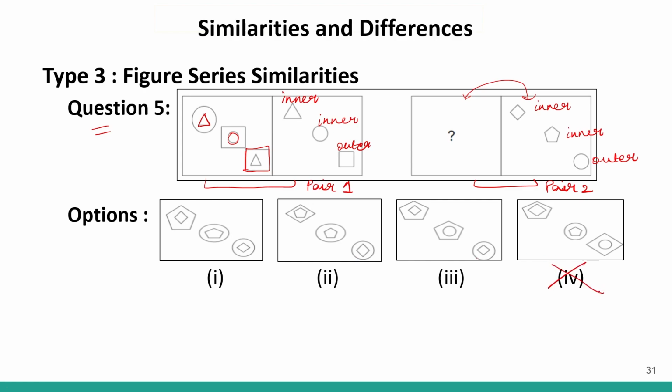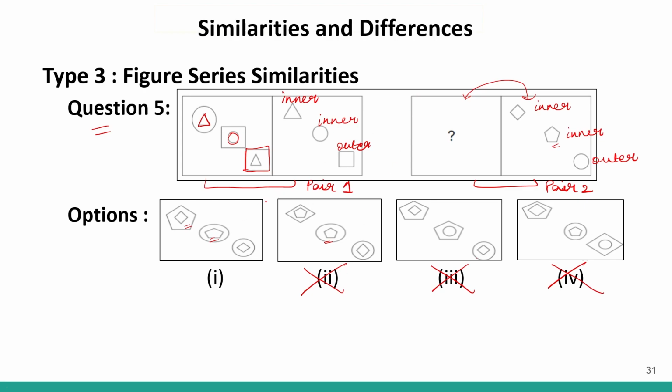So clearly option number 4 is eliminated. Now, the pentagon should be the inner image. So here the pentagon is outer, so option number 3 is also eliminated. Then we have to see the diamond. The diamond should be the inner image. So here we have the diamond as the inner image. Here we do not have the diamond as the inner image. So option number 2 is also eliminated.